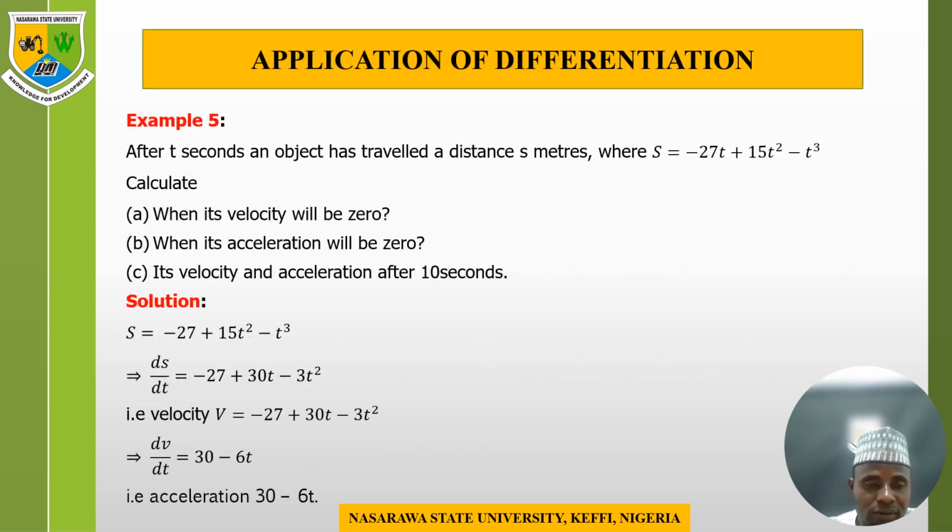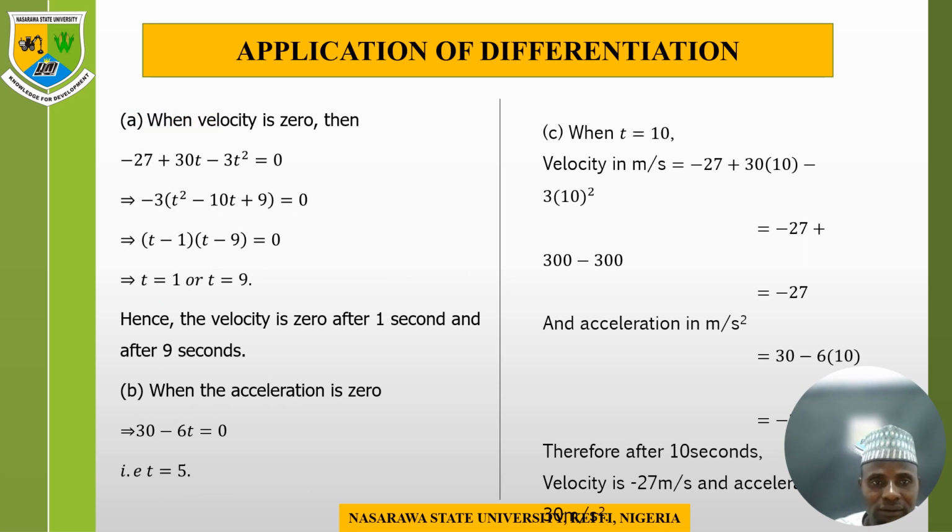So another example is given as this. After t seconds, an object has traveled a distance x meters, where x is defined to be equal to minus 27t plus 15t squared minus 3t cubed, and you are asked to calculate: a, when its velocity would be 0; b, when its acceleration will be 0; and c, its velocity and acceleration after 10 seconds.